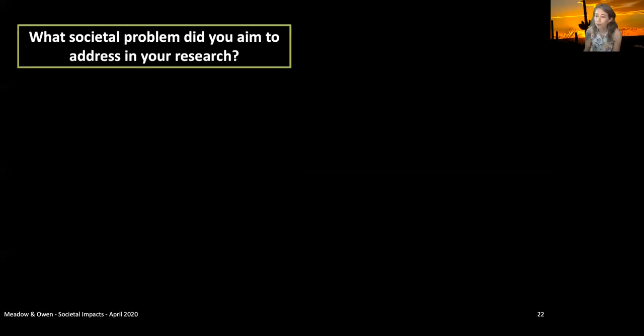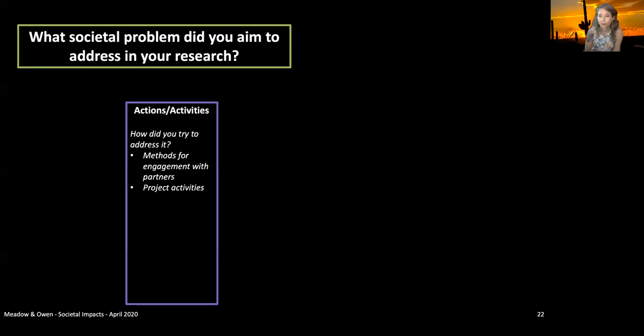Okay, so I'm going to first introduce the overall structure, and then we're going to work through a case study example. For those of you who have used logic models before, the structure will look pretty familiar. We're starting with the question: what societal problem did you aim to address in your research? Then, how did you try to address it? So what actions and activities did you do, and how did you engage with your partners?